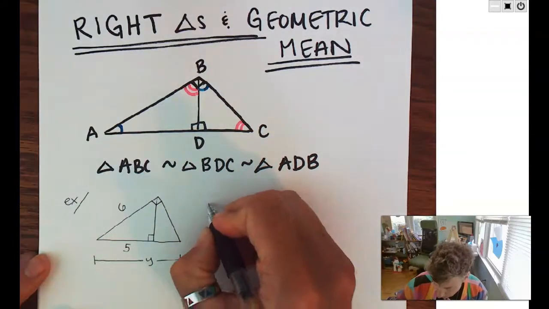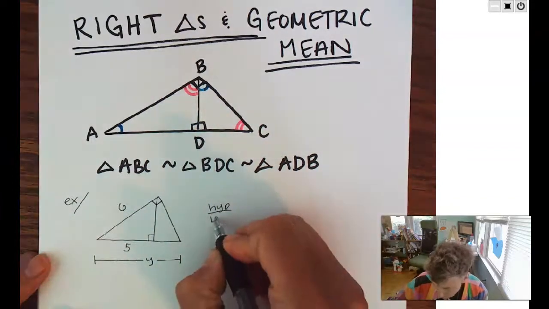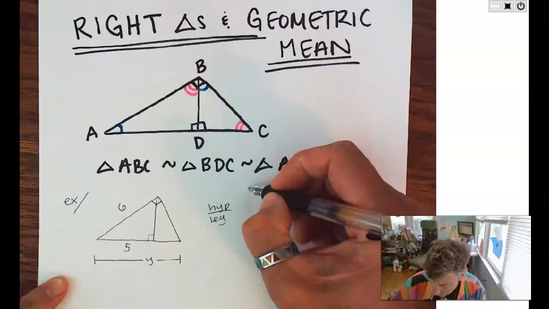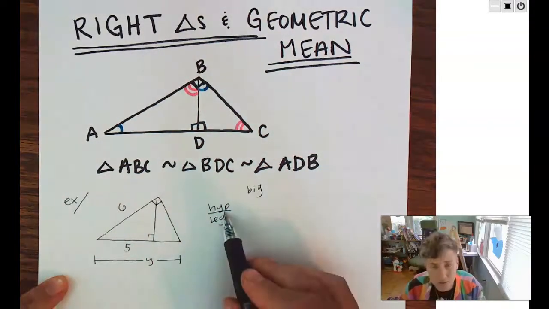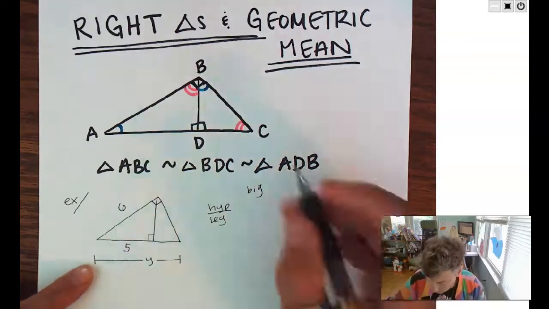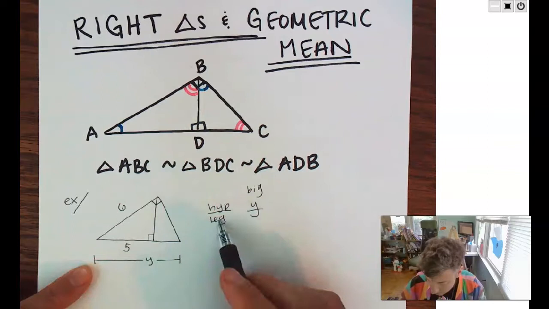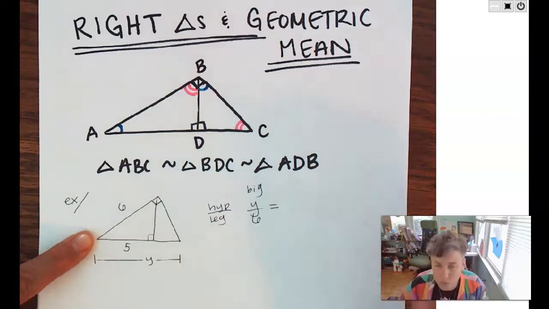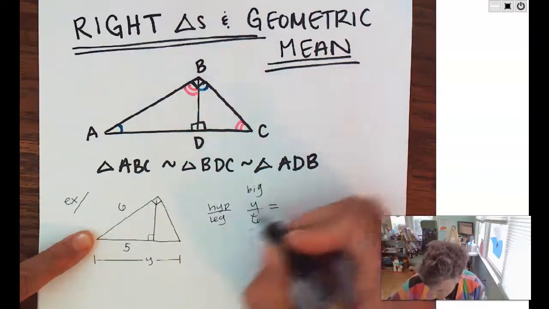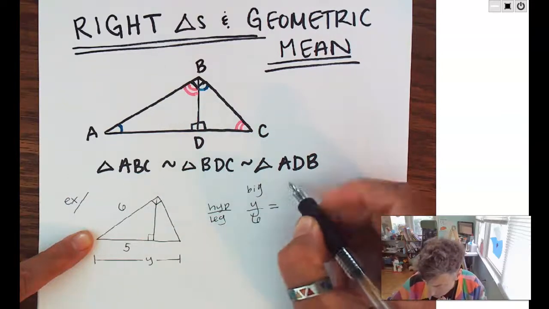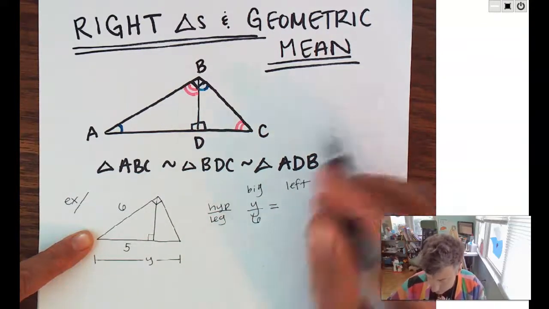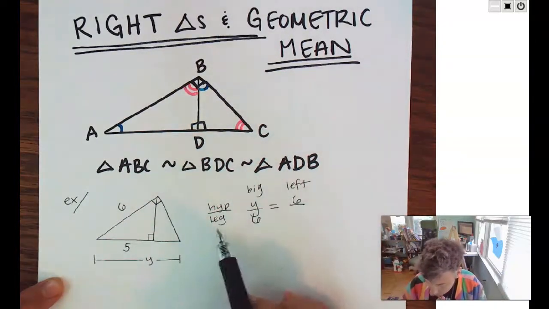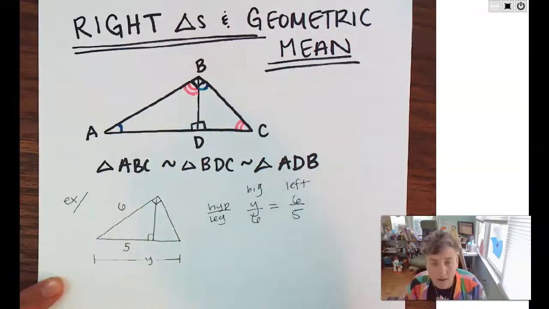So let's do a hypotenuse over a leg ratio. So of the big triangle, what's the hypotenuse of the big triangle? Well, that's the y that we're looking for. What's the leg of the big triangle? Well, that's 6. That's going to be equal to the ratio of the hypotenuse of the left triangle, which we know is 6, over the leg of the left triangle, which we know is 5.